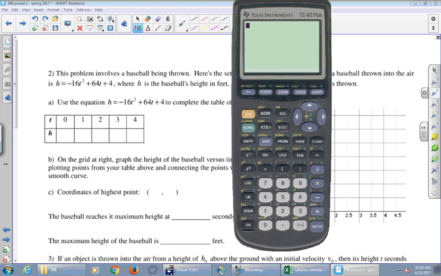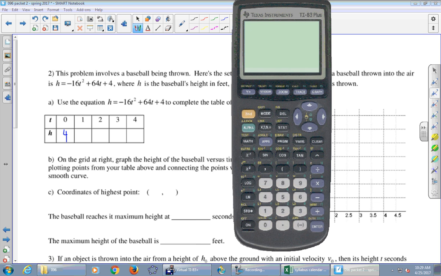When you plug t equals 0 here and here, what do you get for the whole thing? There's just 4, right? Everything blanks out except for that 4. So when time is 0, the height is 4. That means the moment we hit that stopwatch, the baseball's 4 feet off the ground. So the person's throwing it from a height of 4 feet off the ground.